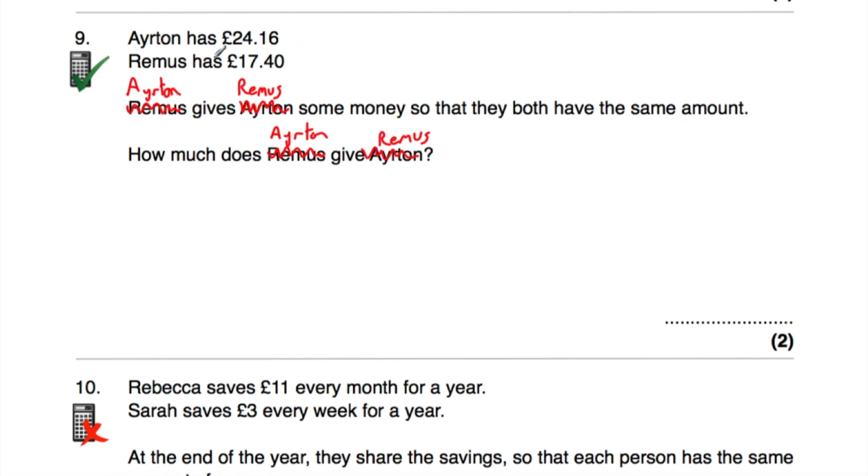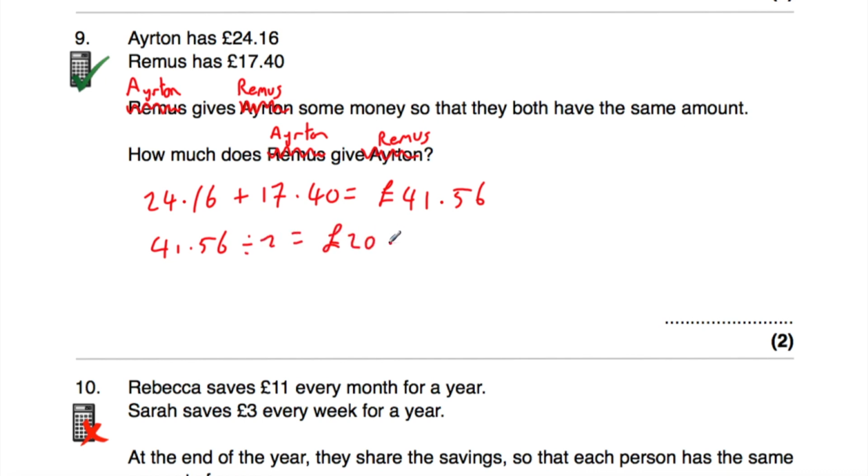So first of all, our first approach, we could add these amounts of money to begin with. So take the £24.16 and add £17.40, and that's equal to £41.56. So that's how much money they've got altogether. If we divide that by 2, £41.56 divided by 2 is equal to £20.78. So if they shared the money equally, they'd both get £20.78.